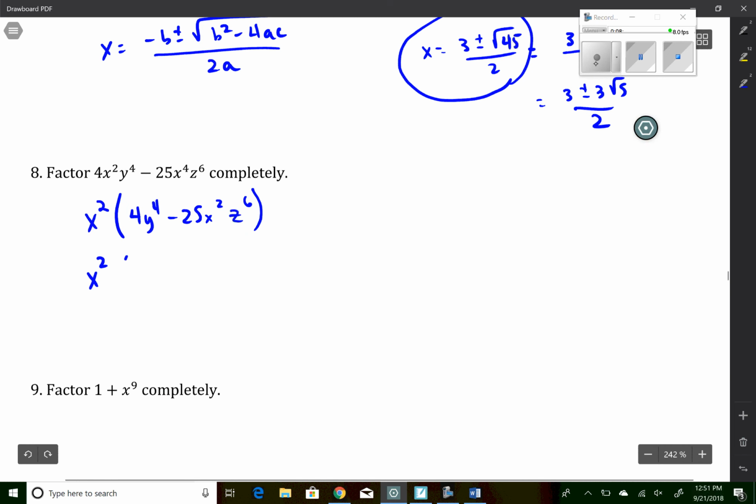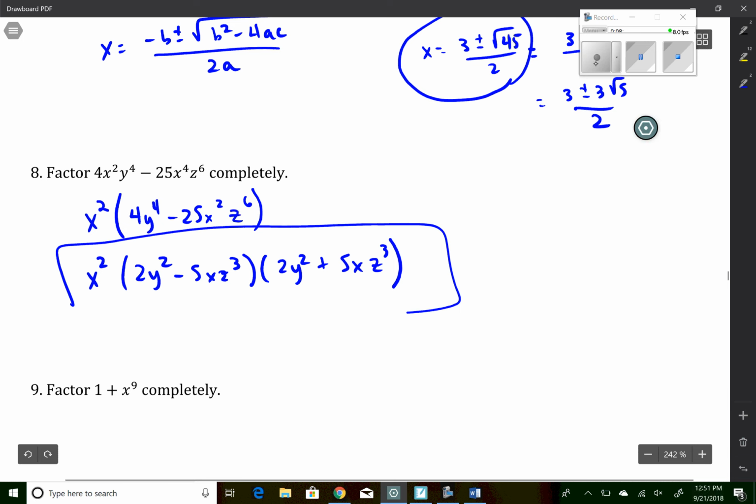So the x squared just hangs out front. I have 2y squared minus 5x z to the 3rd, and I have 2y squared plus 5x z to the 3rd. Nothing else can be factored there, so we're done.